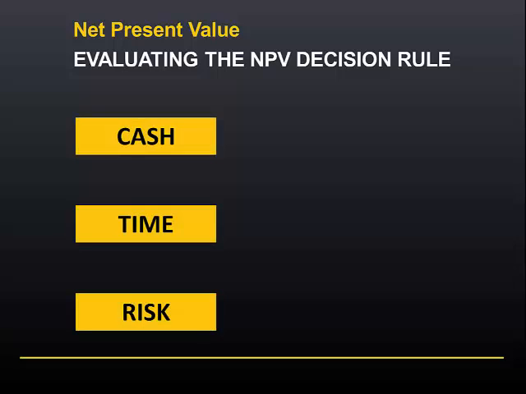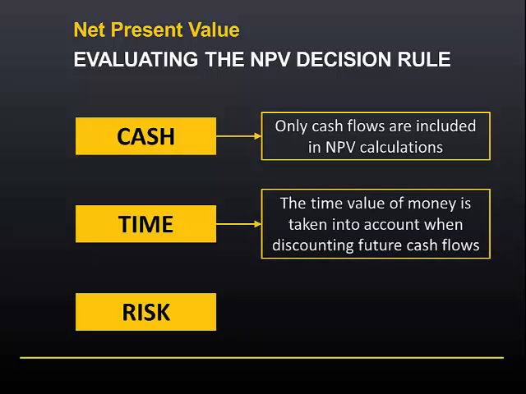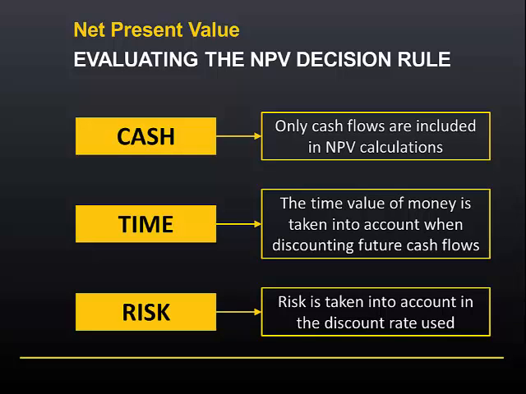Recall the three critical factors in finance from the introductory topic. We can see that the NPV decision rule is consistent with all three critical factors. Only cash flows are included in NPV calculations. We take into account the time value of money because we discount all future cash flows to a present value, and risk is taken into account by the discount rate that we use. The greater the risk of the cash flows, the higher the discount rate and the less valuable the cash flows are in present value terms.